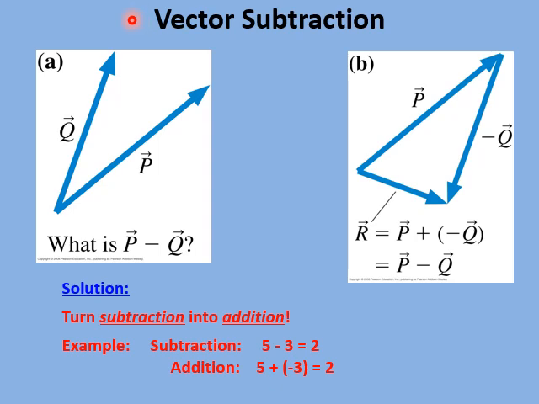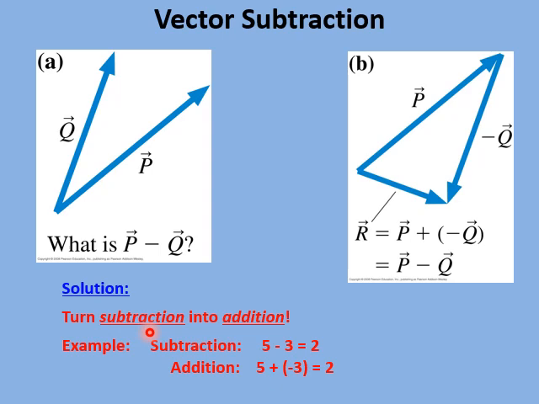Let's now turn to vector subtraction. So suppose we're given these 2 vectors, P and Q. So here's P pointing along this direction, and here's Q pointing in this direction. The question is, what is vector P minus vector Q?